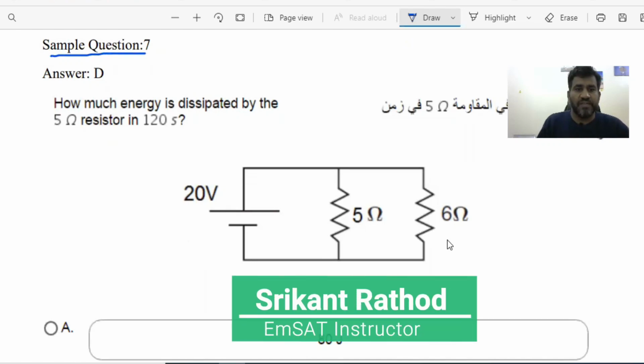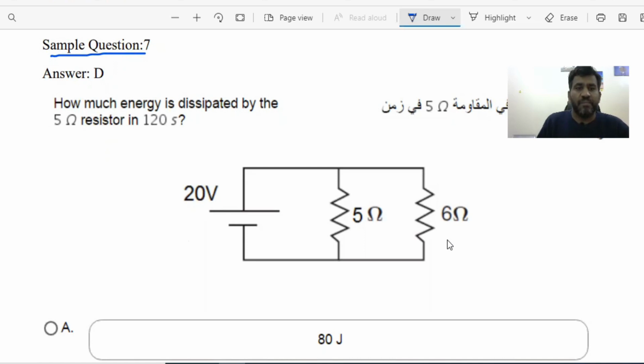Sample question 7 here says, how much energy is dissipated by the 5 ohm resistor in 120 seconds? So they have given us the arrangement and they're asking us how much energy is dissipated by the 5 ohm resistor in 120 seconds. So how do you calculate this? It is related to electricity, voltage, resistance and the other stuff, current and so on. Now how do I calculate it?